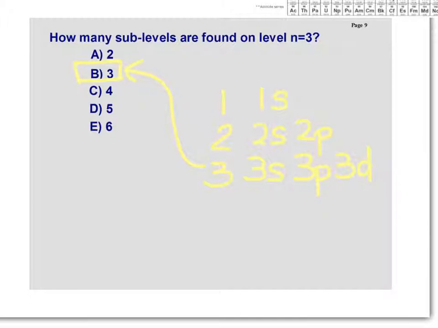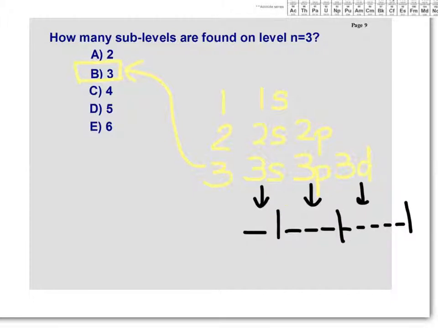That's not how many orbitals there are, because remember, s has 1 orbital, p actually has 3, and d has 5. So the number of orbitals on the 3rd floor would be 9. And the number of electrons that could be held, since each of those can hold 2, would be 18.